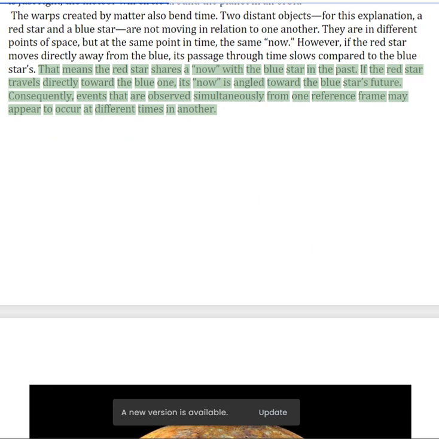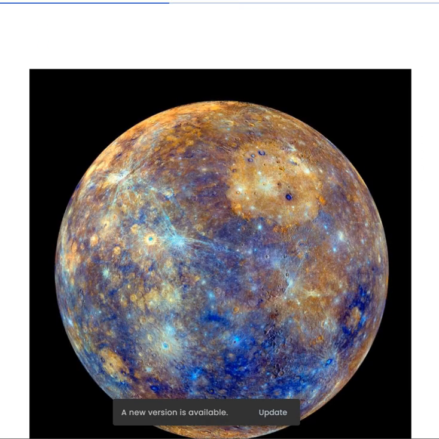If the red star travels directly toward the blue one, its now is angled toward the blue star's future. Consequently, events that are observed simultaneously from one reference frame may appear to occur at different times in another. Relativity solved the puzzle of perturbations in the orbit of the planet Mercury that could not be explained by Newtonian physics, which had first been noticed in 1859.